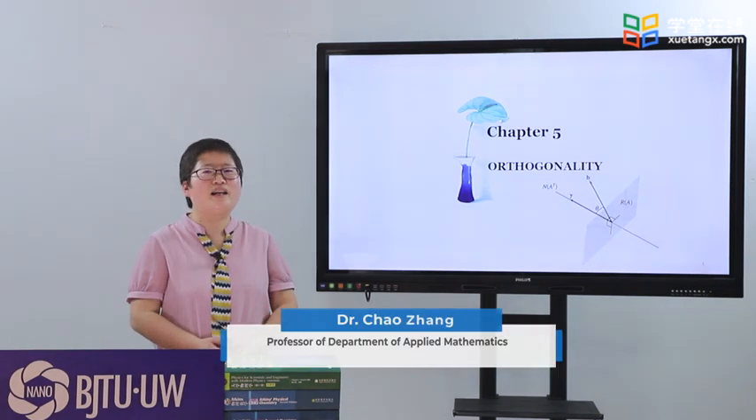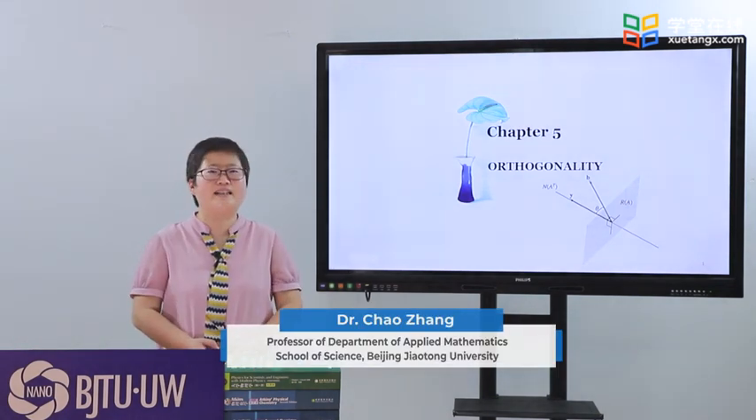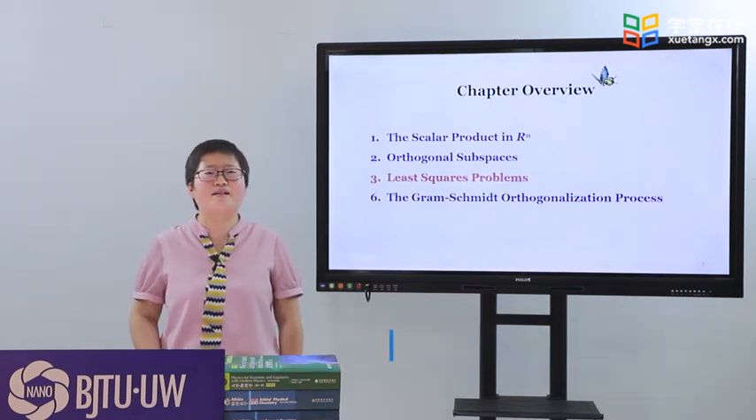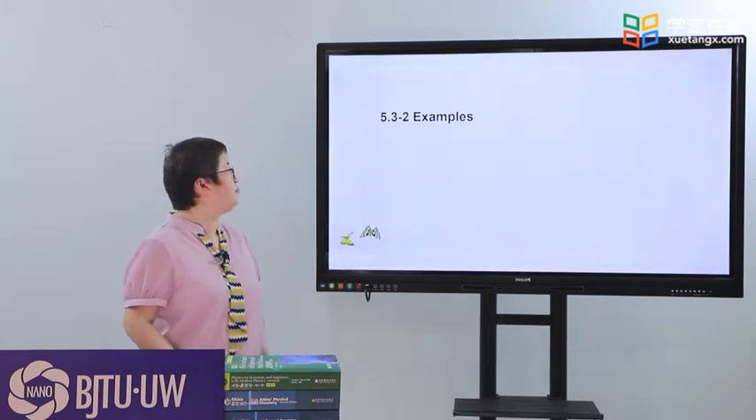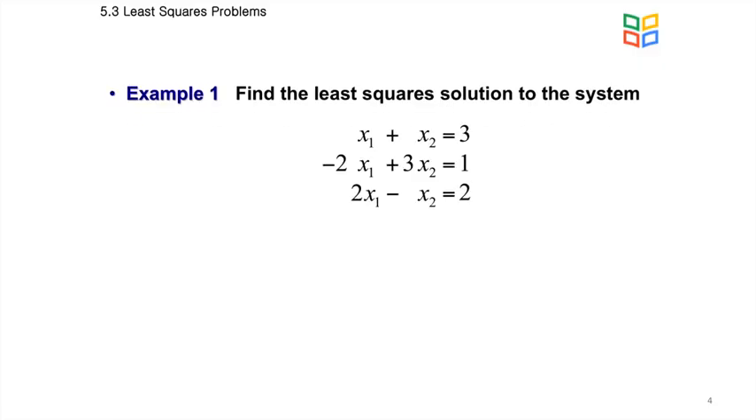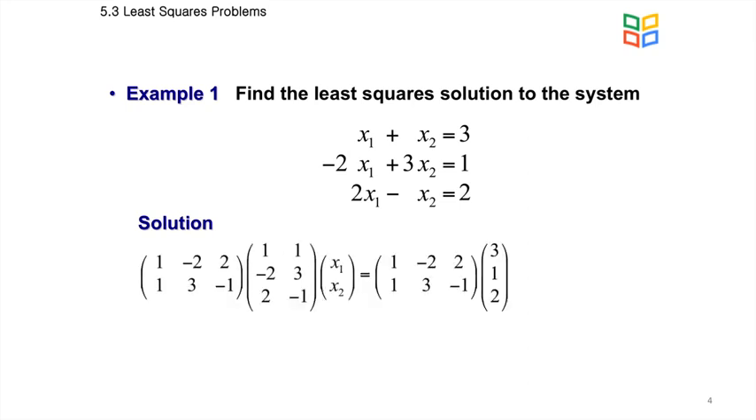We continue to learn Chapter 5, Orthogonality. Section 3, Least Squares Problems. Part 2, Examples. Example 1, find the least square solution to the system. The system is a 3×2 system. So we first write the normal equation.